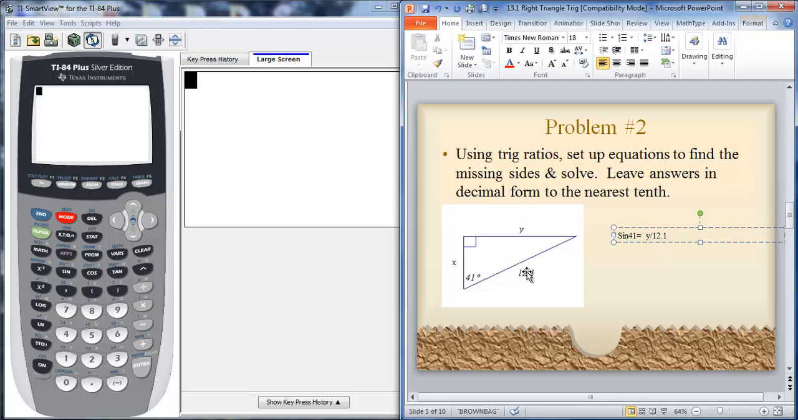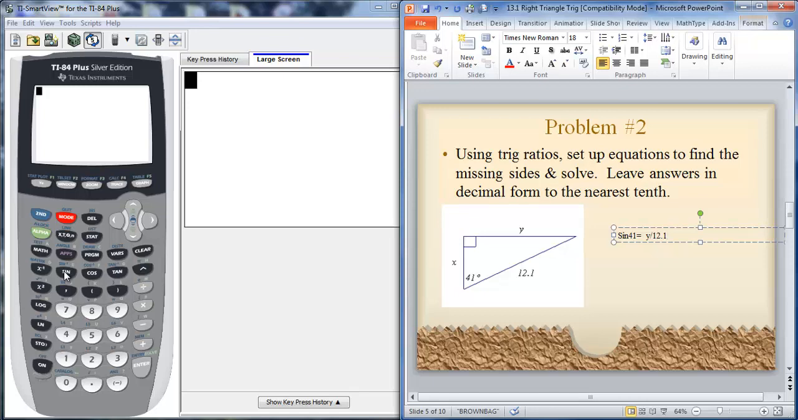So we're just going to multiply sine of 41 times 12.1. That's going to give us side y. So in order to do that, you'll notice second row above all the numbers, you have sine, cosine, and tangent. Now, a couple things to consider is this little guy above it, the sine raised to the negative 1. That's not cosecant. That is the inverse of sine. We'll talk about what that's used for in a later video.